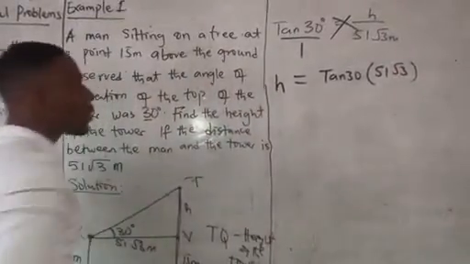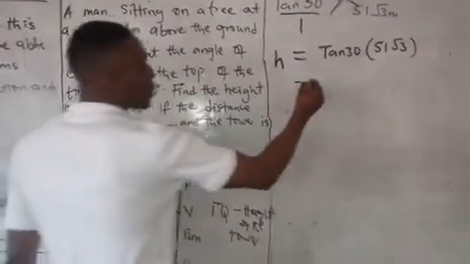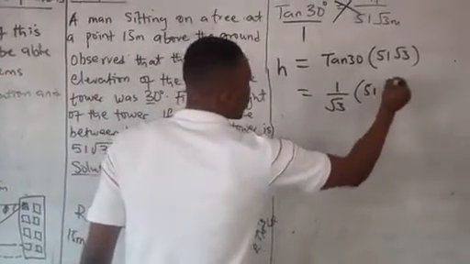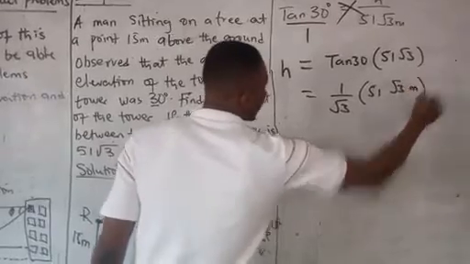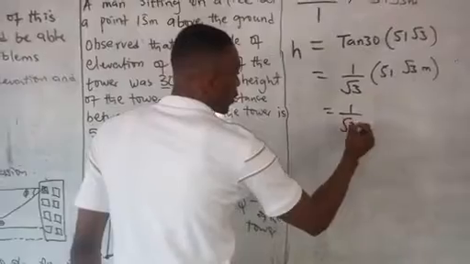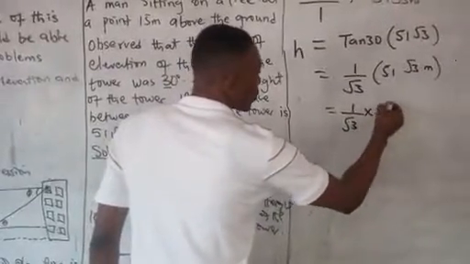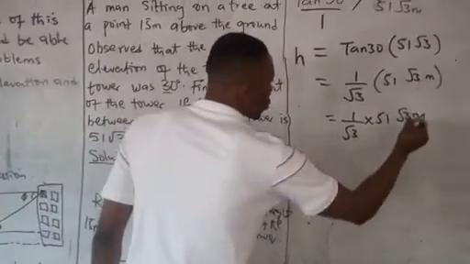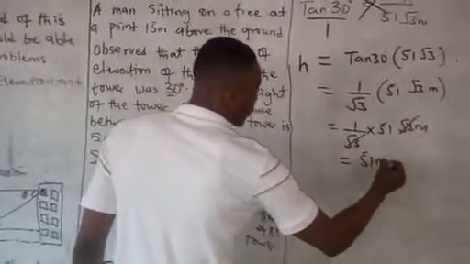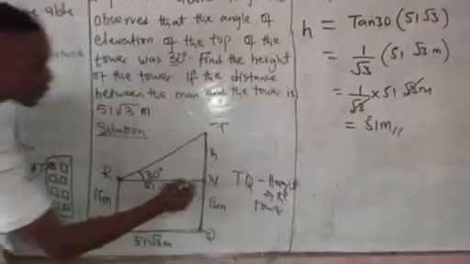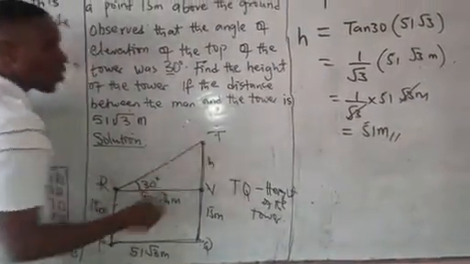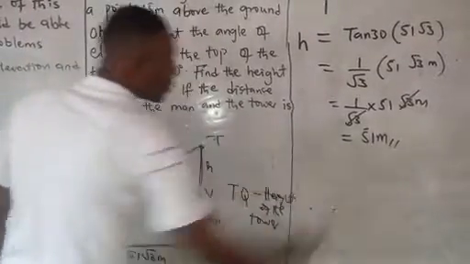So what is tan 30 in a special angle? Tan 30 is 1 over √3, bracket 51√3 meters. So if you open the bracket, you see that 1 over √3 times 51√3 meters. So √3 can cancel √3, and we are left with what? 51 meters. Therefore, the height from the top of the tree to the top of the tower is 51 meters.